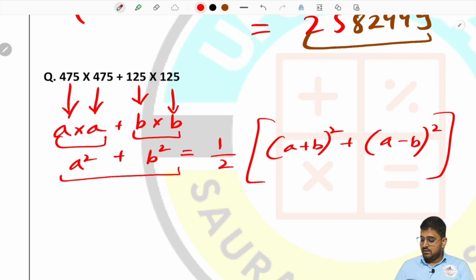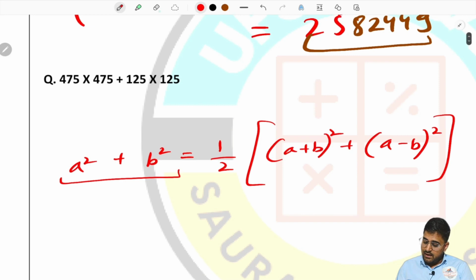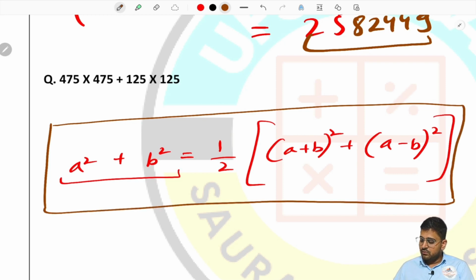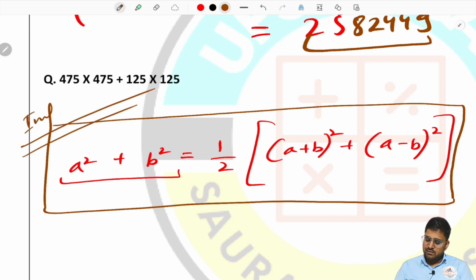Okay, it's a property. If you know the property, well and good, but most of the time this property is not revised or not remembered at that time, then things become very difficult. But nothing to worry about. I will tell you how to solve this question. In this type of questions, you need some conceptual knowledge.